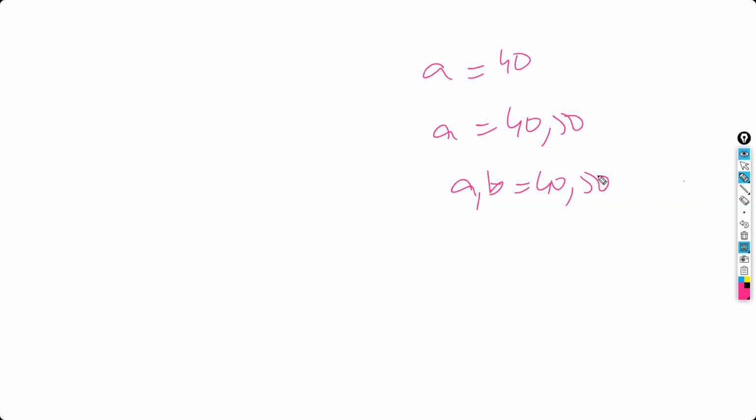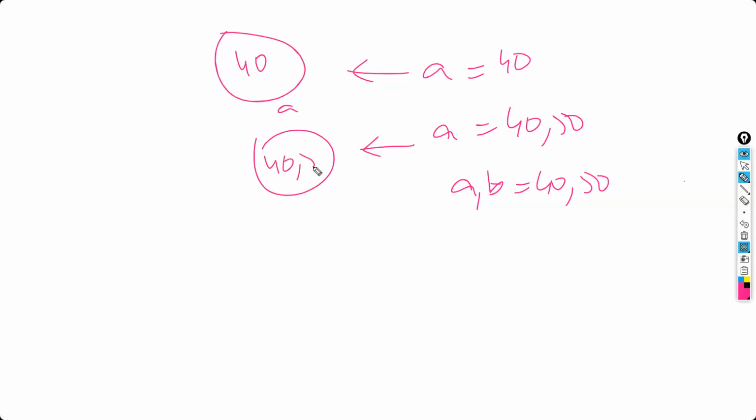A is equal to 40. What is the meaning of this? A value will be filled with 40 with A. What is the type of A? int type. In this case, A is equal to 40 comma 50. What is the answer? Error? What is the answer? A value will be stored with the 40 comma 50 with A. What is the type of A? Tuple. By default, it will take the tuple.